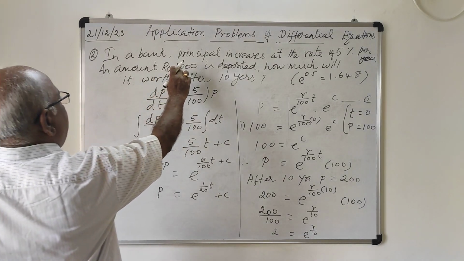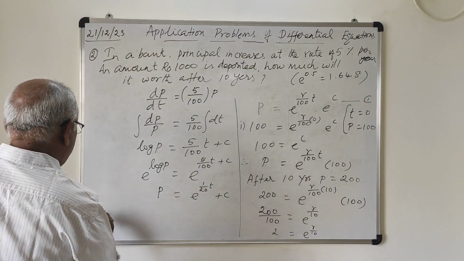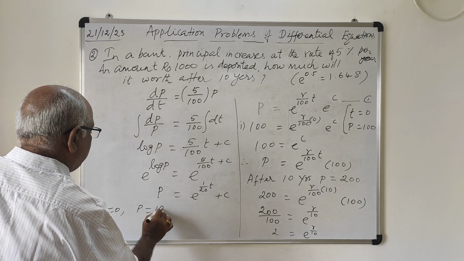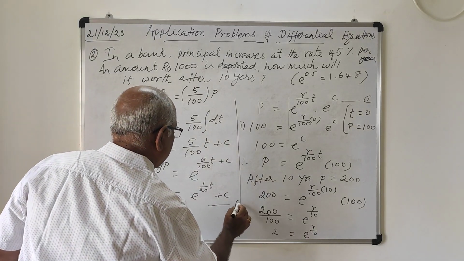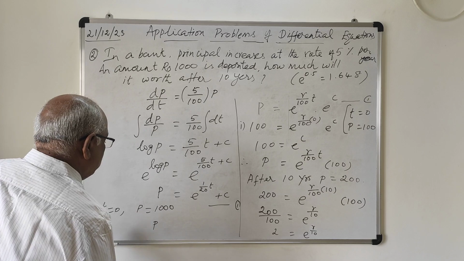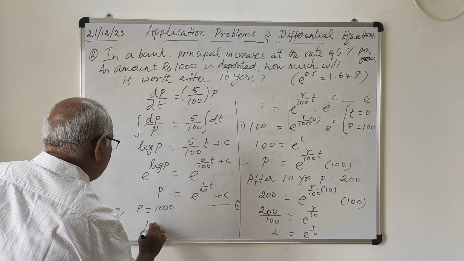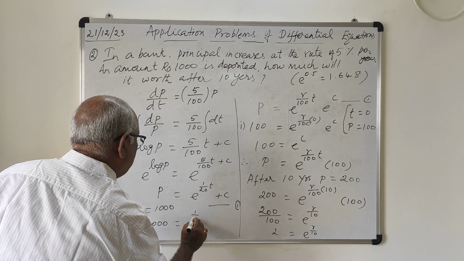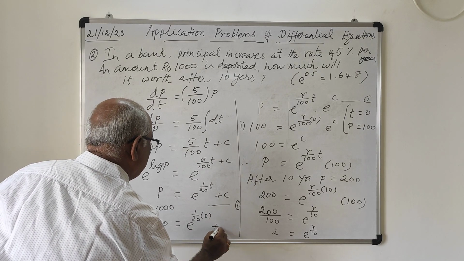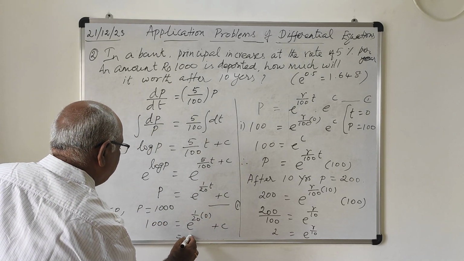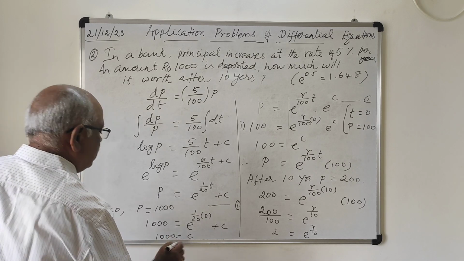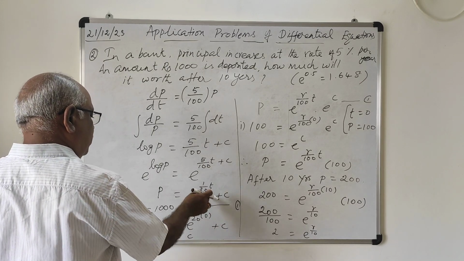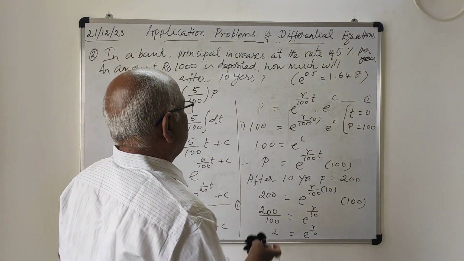In this case, the initial amount is 1000 at time t equal to 0. When t equal to 0, the amount P is 1000. Therefore this equation 1 becomes 1000 equal to e power 1 by 20 into 0 plus c, and e power 0 is 1. Therefore c equal to 1000. So you get the value of c. You replace it in equation 1.